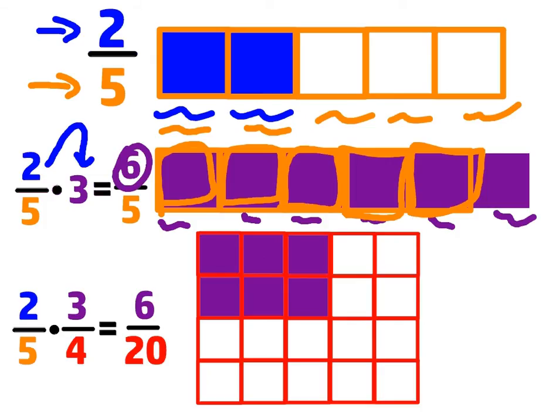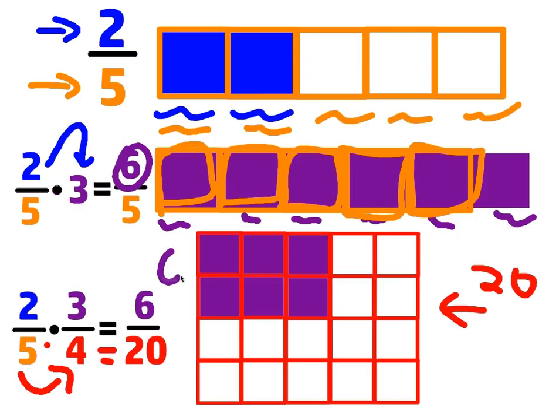Instead of multiplying 2/5 times 3, we're now going to do 2/5 times 3/4. So now the denominators multiply, and now we have 20 total parts. And guess what? The fact remains we only have 6 filled in. 1, 2, 3, 4, 5, 6. And so you can see, again, why this happens the way it does.